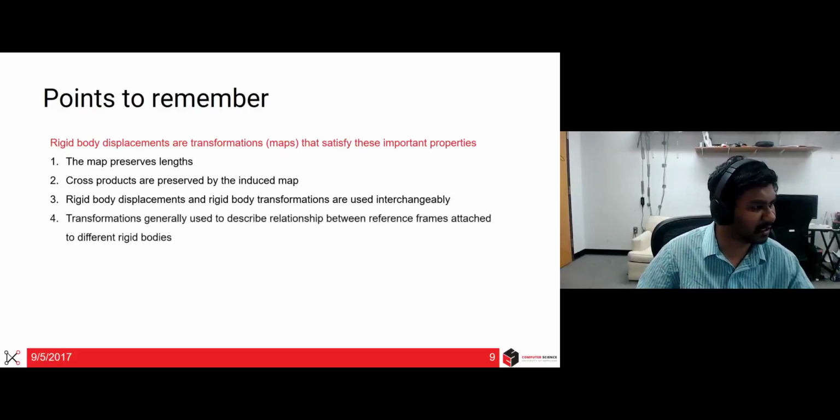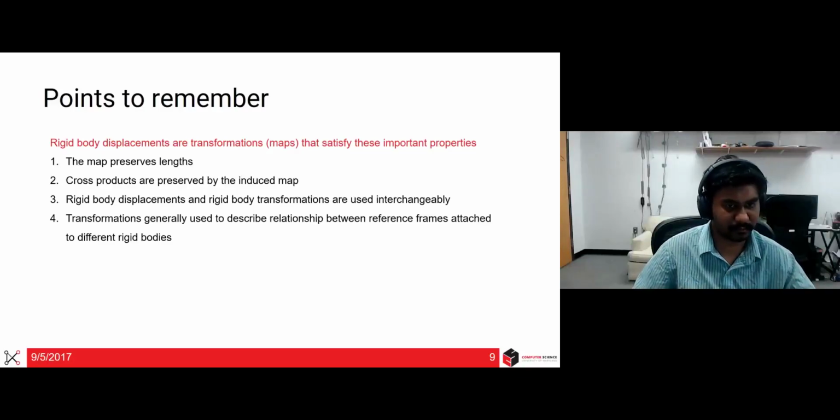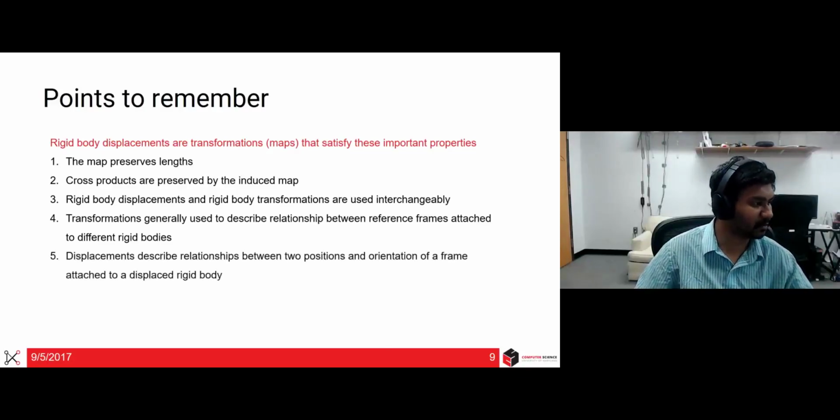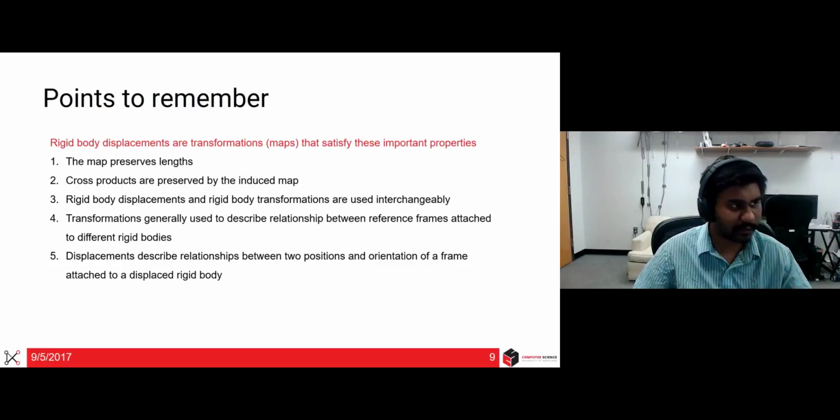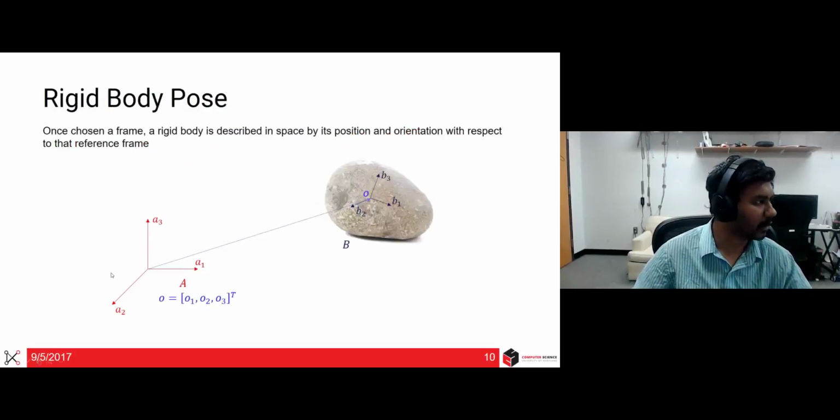Okay. Transformations are generally used to describe the relationship between reference frames attached to different rigid bodies. So that's what they're generally used for. Displacements describe the relationship between 2 points and the orientation of a frame attached to a displaced rigid body. We'll talk about the last 2 points, or the fourth and fifth point, in the forthcoming slides. But just remember this for now.